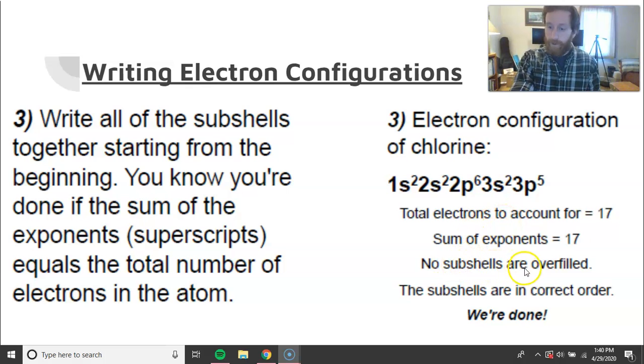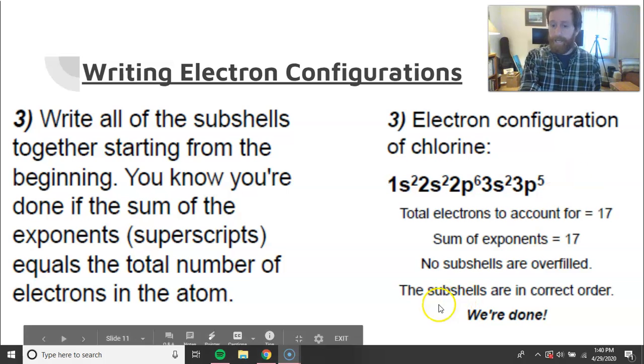No subshells are overfilled. What I mean by that is each S has 2 and each P has 6 or less. Again, we stopped at 5 here because if we put 6 in there, that would have been 18 total electrons, which is more than we had to distribute to this chlorine atom. And lastly, the subshells are in correct order, and so we're done.